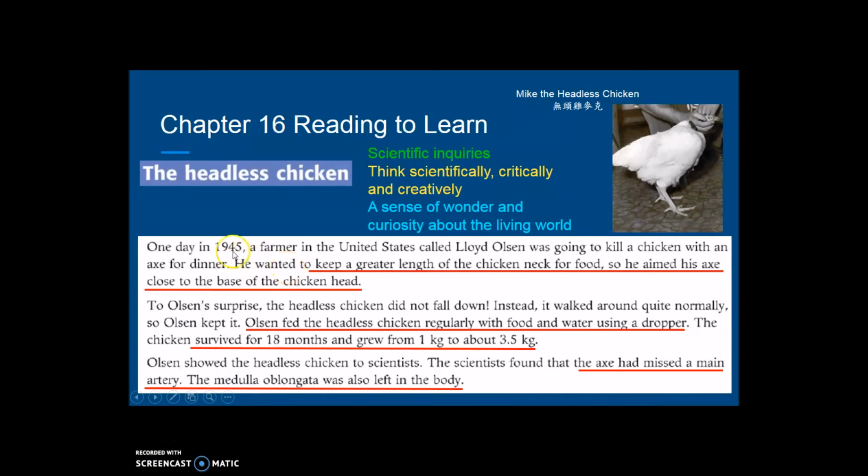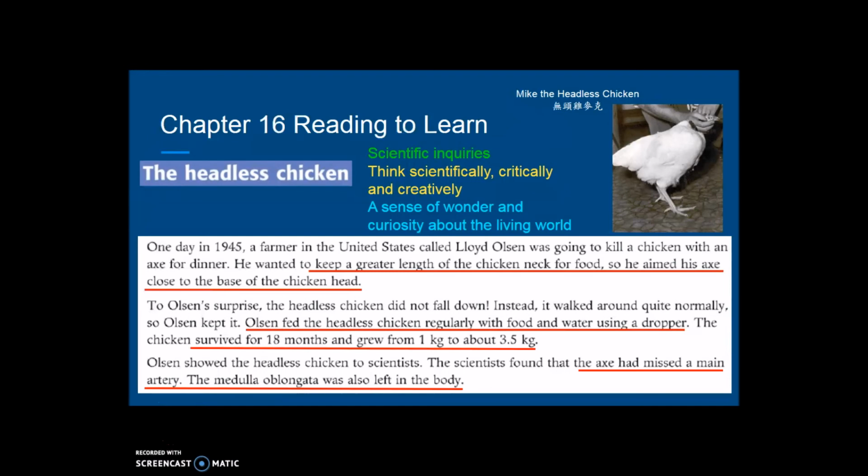So for this case, once upon a time, a farmer in the USA was going to kill a chicken for dinner, and because he would like to keep a greater length of the chicken neck for food, he hung his axe close to the base of the chicken head. After cutting the head off, surprisingly, he found out that the chicken was still alive. Actually, the chicken could still maintain its body balance and walk around quite normally. And that's why he kept the chicken.